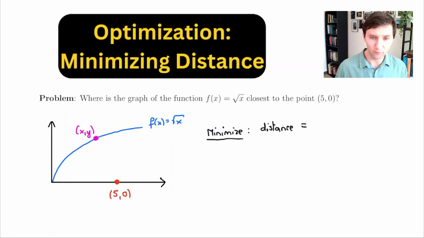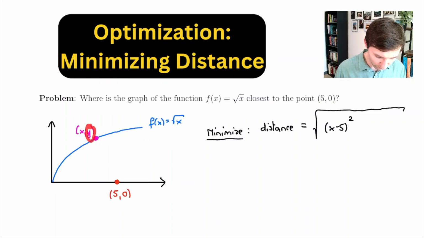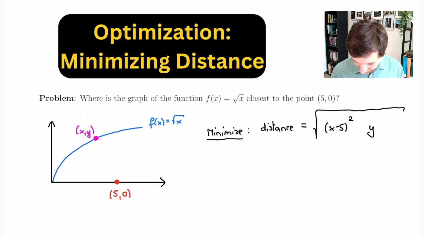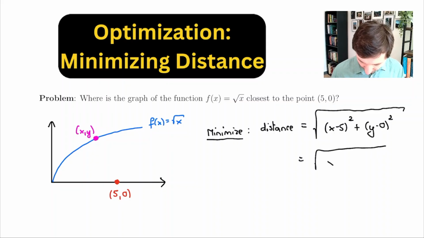What is the formula for the distance between 2 points with given coordinates? The formula for the distance is square root of, and you first compute the difference in the x values of the 2 points, that is x minus 5, and you square that difference. Then you compute the difference in the y values. You get y minus 0. You square that difference, and then you add the results. This is the function we will try to minimize. Let's simplify it slightly, because y minus 0 is simply y, so I get square root of x minus 5 to the second power plus y squared.